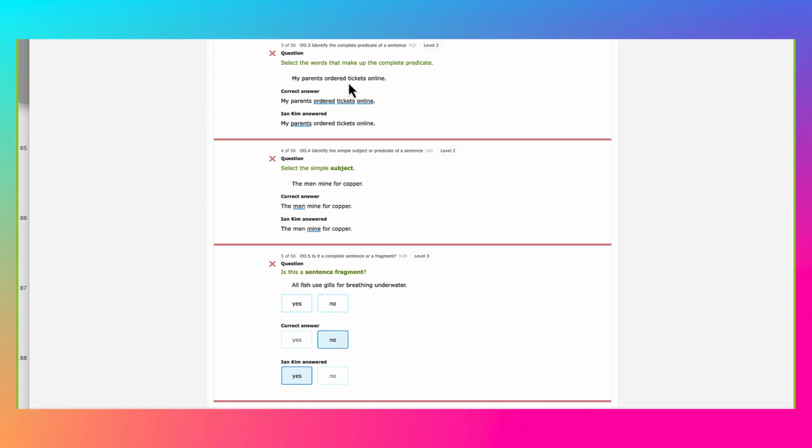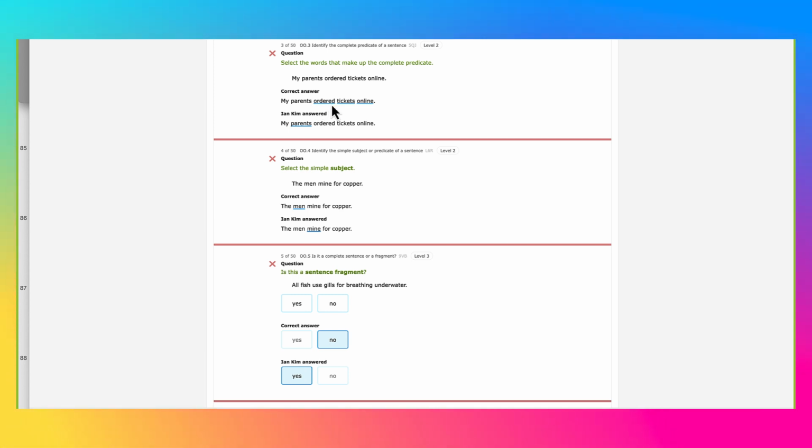My parents ordered tickets online. My parents ordered. Okay, "ordered" would be the verb, and "tickets" would be the object. "Online" should be an adverb. So yeah, the complete predicate includes a verb, and sometimes if there is an adverb before the verb, that is also included in the complete predicate.